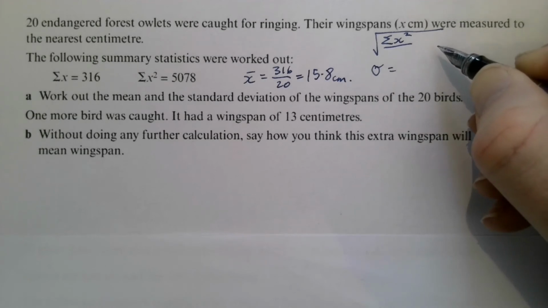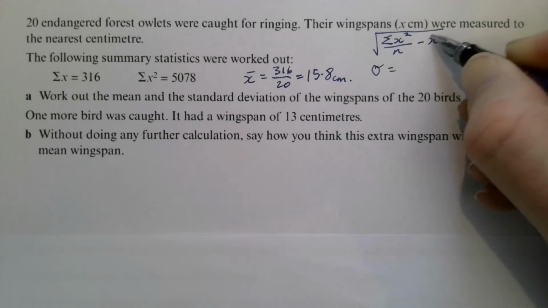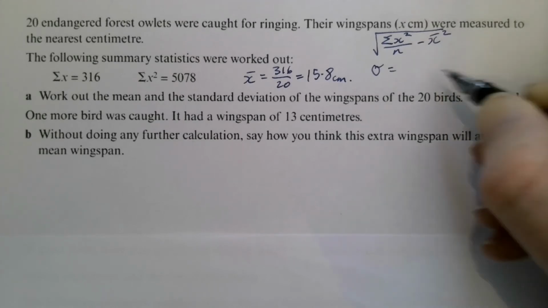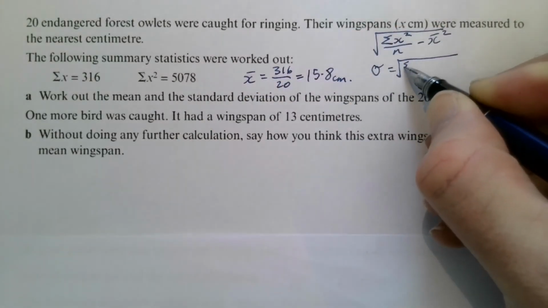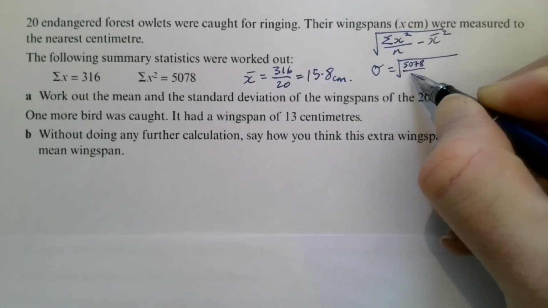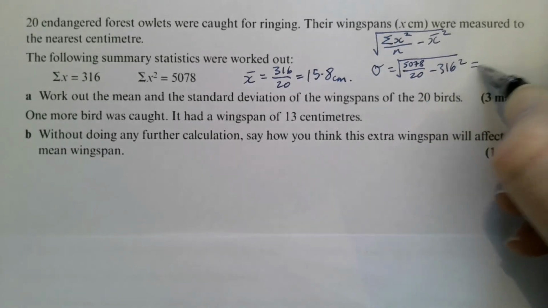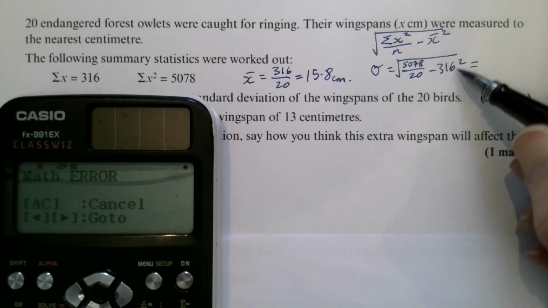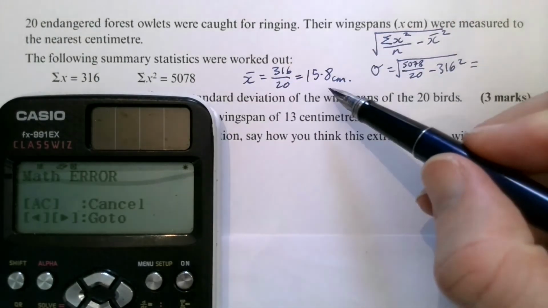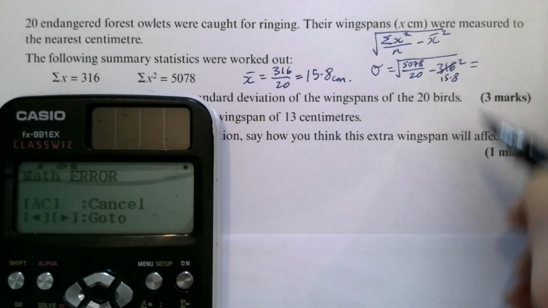the sum of the squareds divided by how many there are, take away the mean squared. So what that looks like is 5078 divided by 20, take 316 squared, and that should give you... oh, mass error, what have I done wrong here? Oh, hang on, the mean is not 316, is it? That's the sum of it. That needs to be over 20, so that should be 15.8 squared.